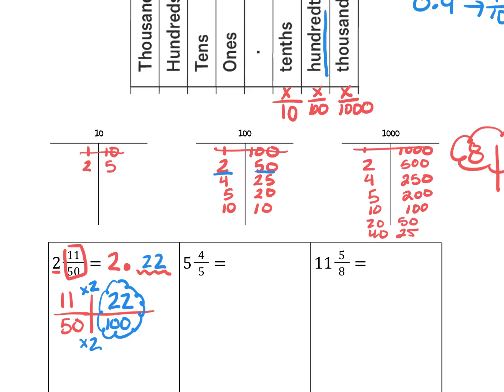Now I have 5 and 4/5. My whole number is 5, so I'm going to go ahead and write 5 point.